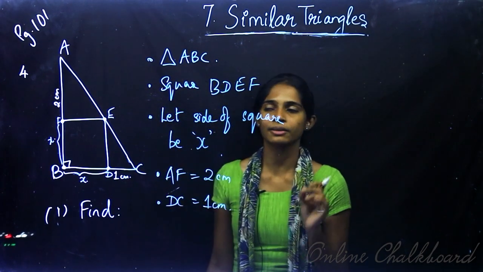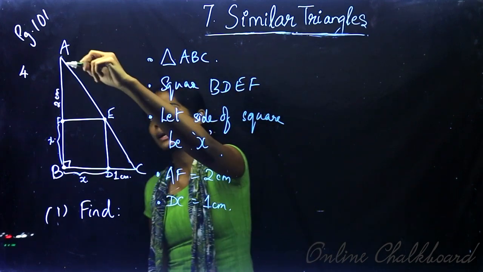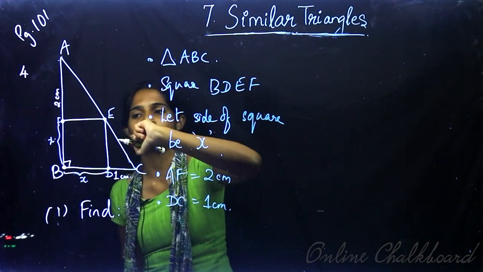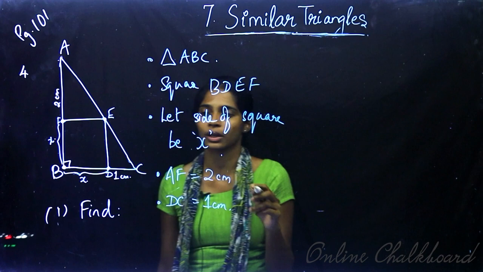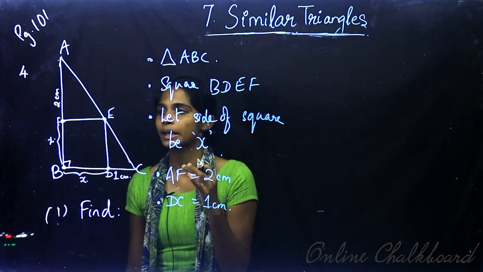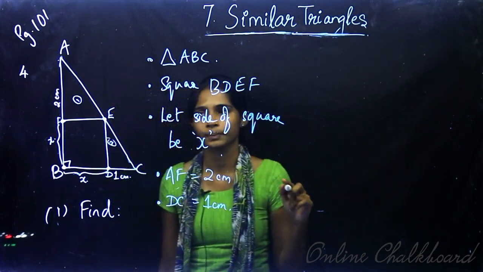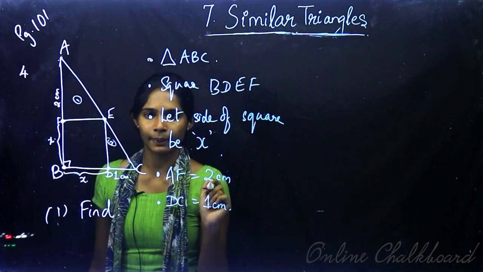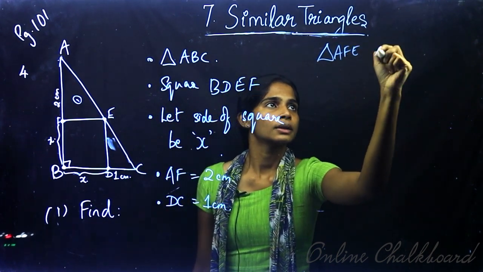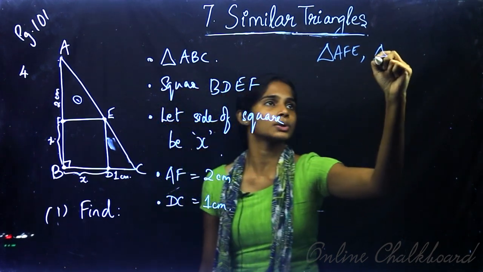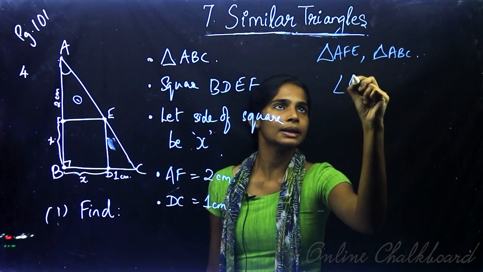Now let's see how to find the value of X. We have similar triangles everywhere. Looking at the bigger triangle ABC, we have the triangle AFE and similarly triangle EDC. Now, we have two small triangles that are similar to the big one. Take this triangle AFE and the bigger triangle ABC. We can easily see that they have one common angle. So, angle A is common.